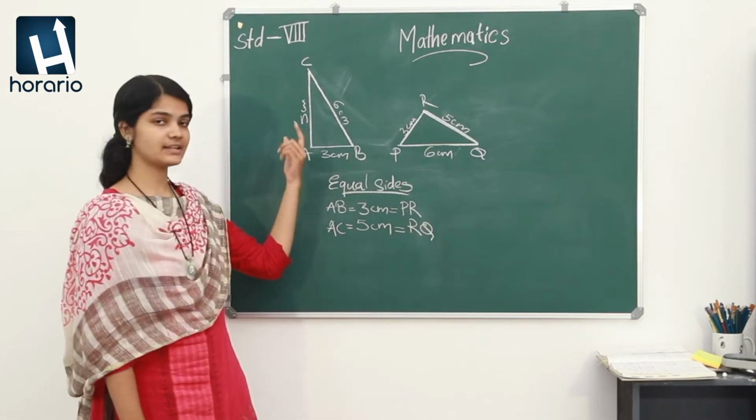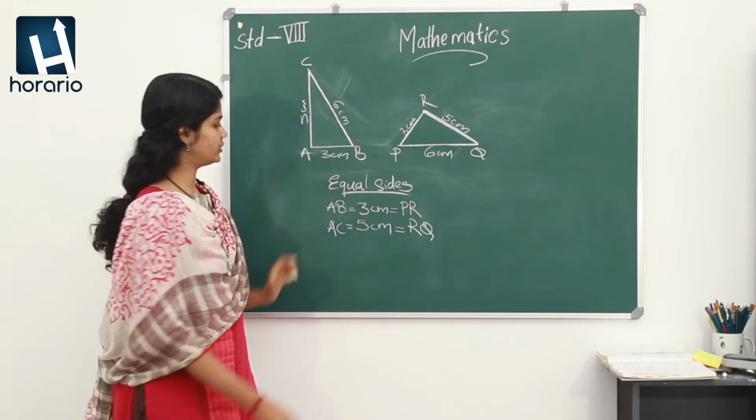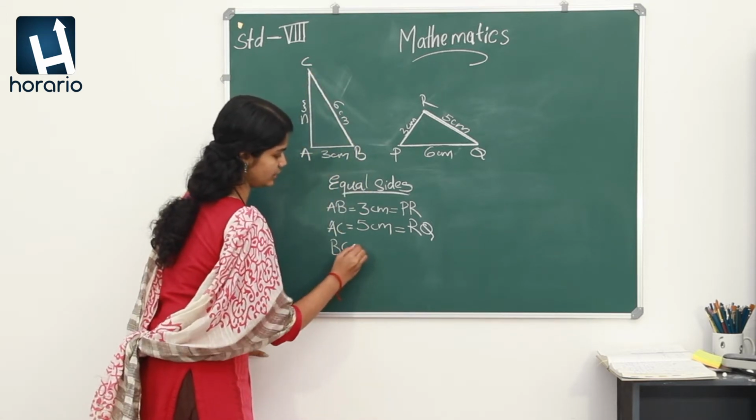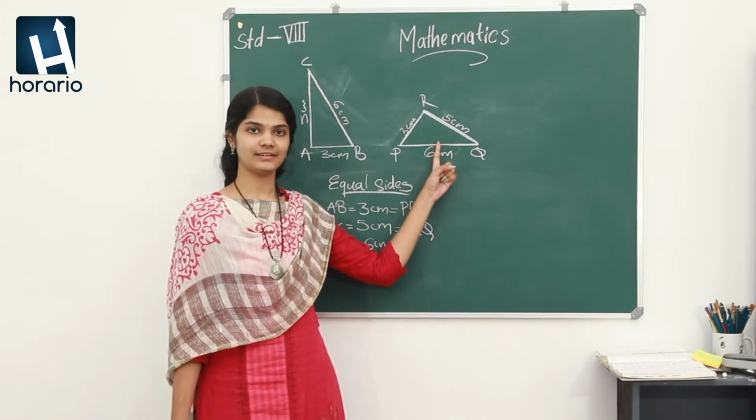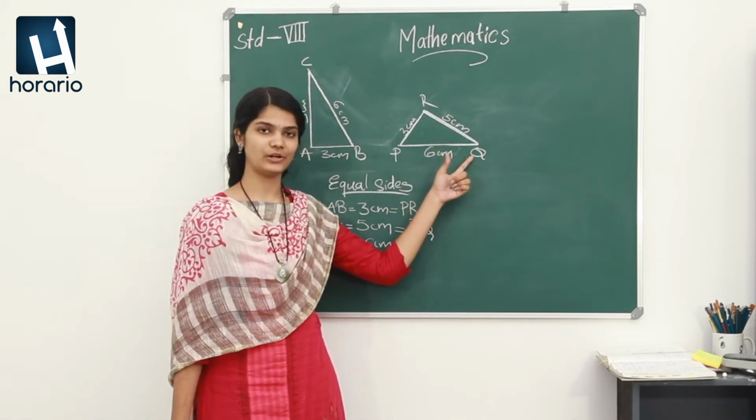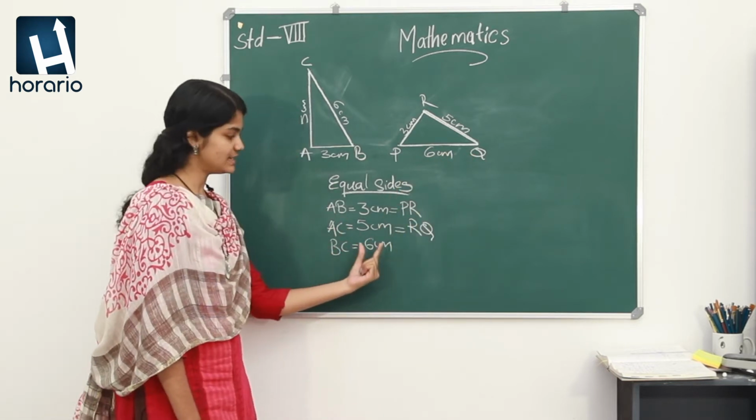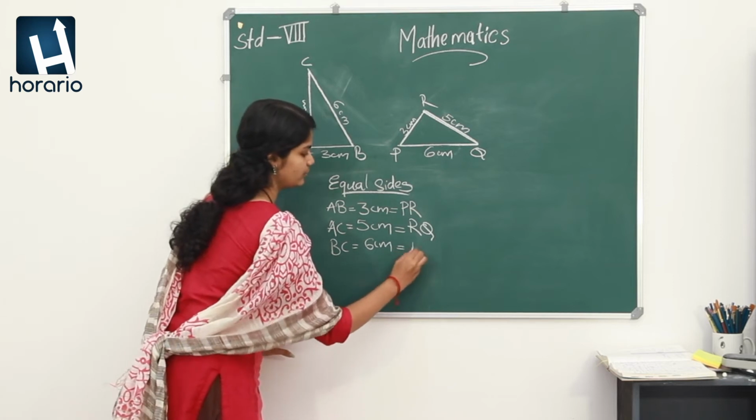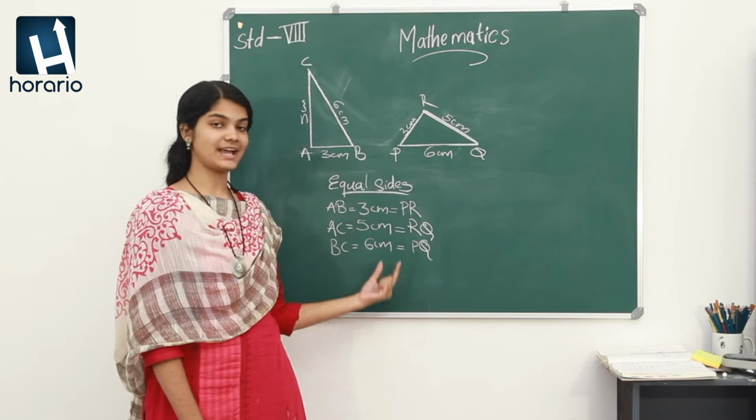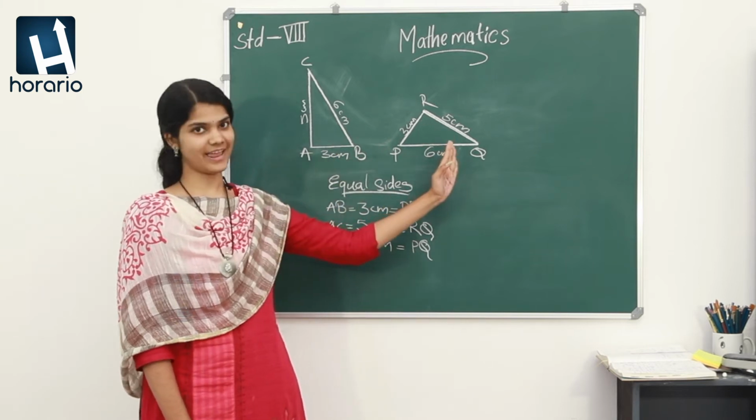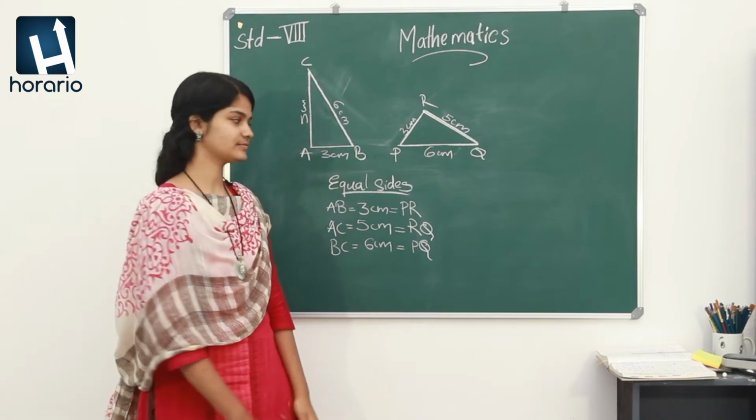Now, what is the remaining portion? Yes, here BC equal to 6 centimeter. What about this triangle? Yes, PQ equal to 6 centimeter. So, I can write BC equal to 6 centimeter equal to PQ. So, we have known the equal sides of both the triangles. Now, let's move on to equal angles.